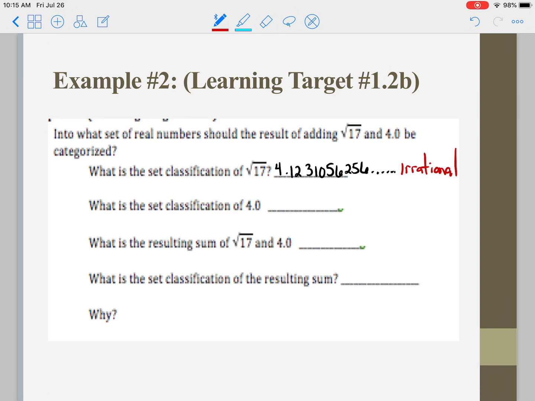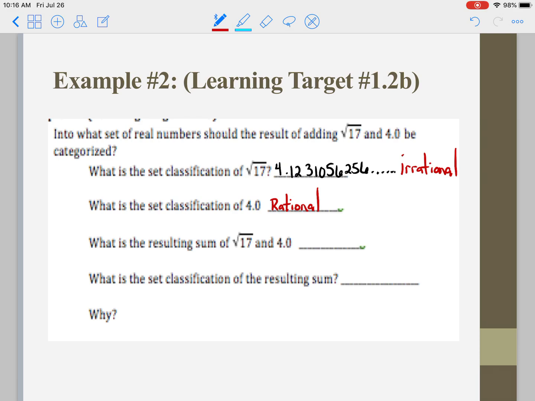Now looking at the set classification of 4.0, once again we have a decimal, and in this case we have a decimal that terminates. Going back to the definition I just discussed, rational numbers are decimals that either terminate or repeat. So we have a terminating decimal, and I can conclude that 4.0 is a rational number.